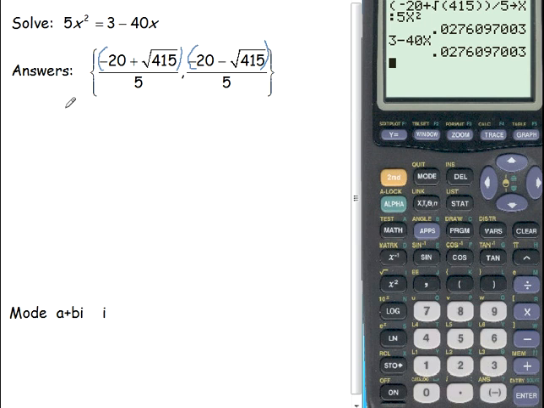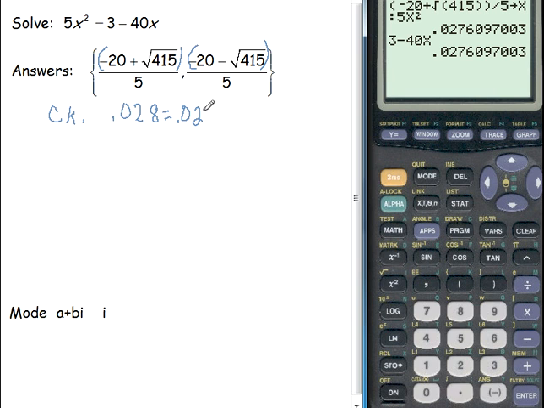Now, if I were to write this on my paper, I might say on my check, maybe underneath those values I could put that 0.028 equals 0.028. I rounded it off. I'll put approximately, and because they did come out okay, so that one checked. Now let's check the other one.